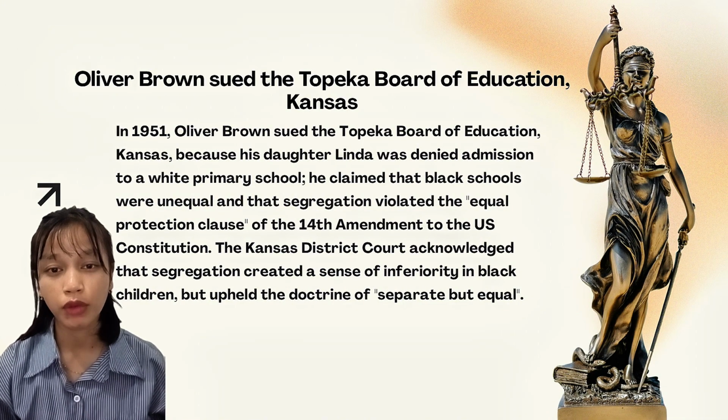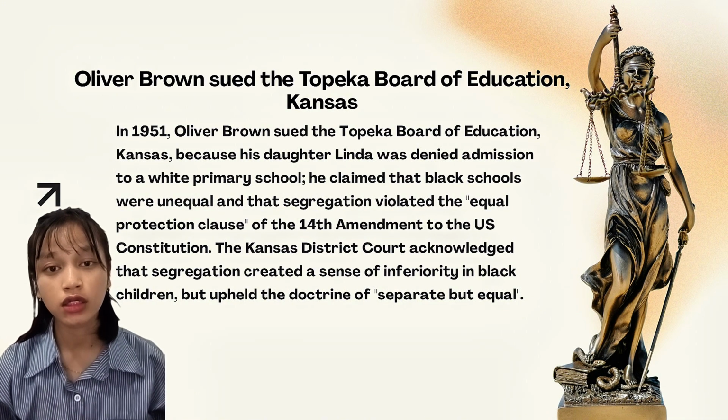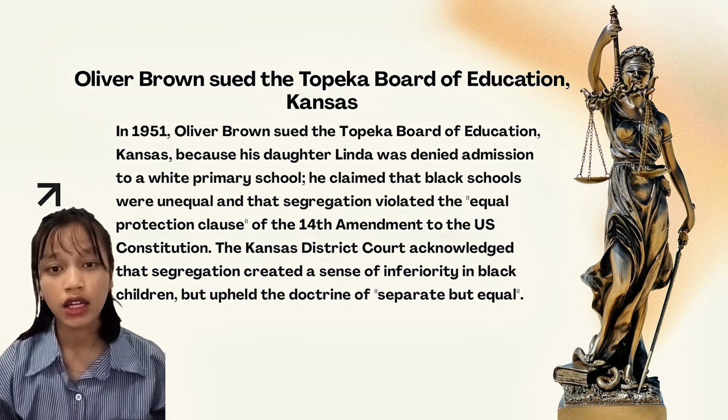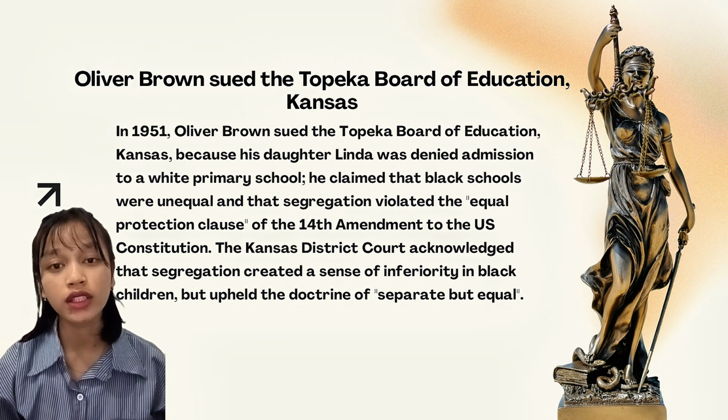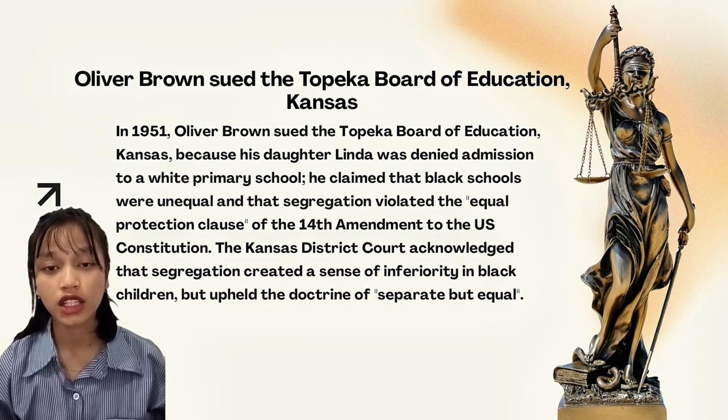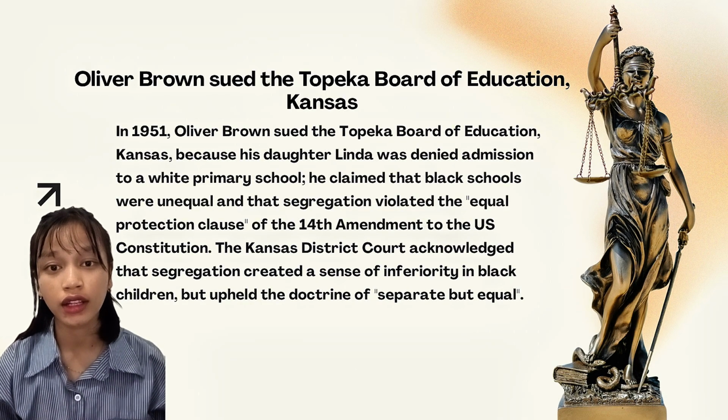The case went before the District Court in Kansas, which agreed that public school segregation had a detrimental effect upon the colored children and contributed to a sense of inferiority, but still upheld the separate but equal doctrine.